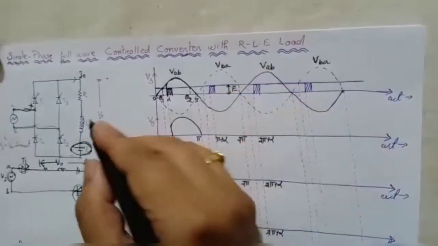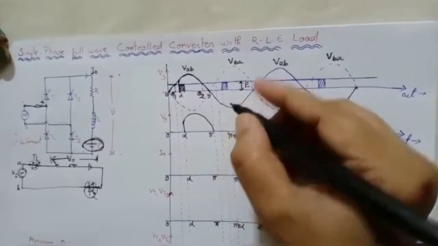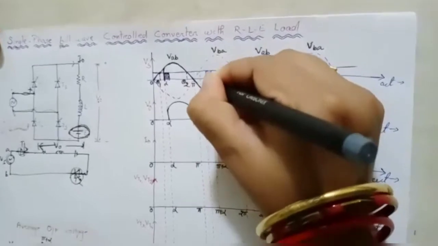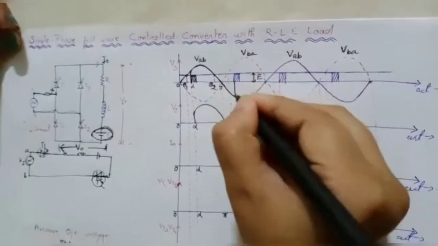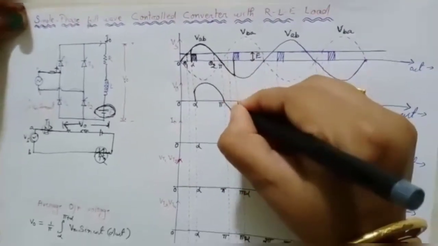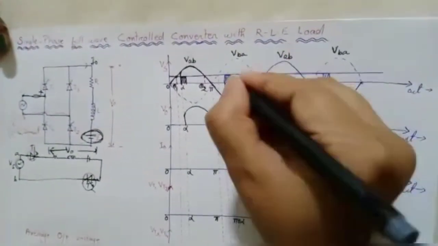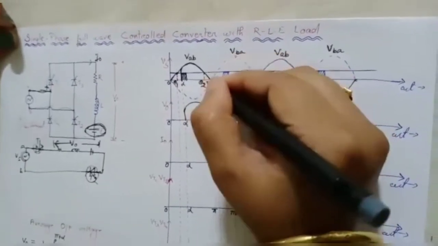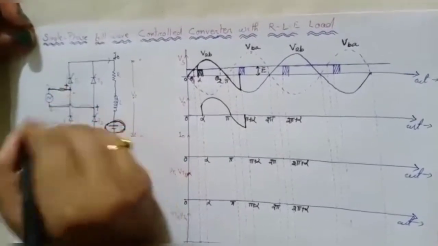Then due to the inductor, it will release its energy for some time through the same path, and for that we get the negative voltage here. Here we also have to assume that the inductor will release its energy up to the next gate pulse. That's why this much voltage is negative. At this point VBA is more positive, which means the supply voltage is reversed. Point B is positive with respect to A.